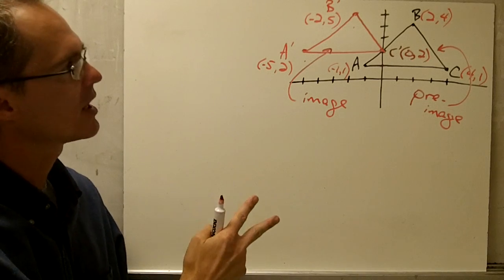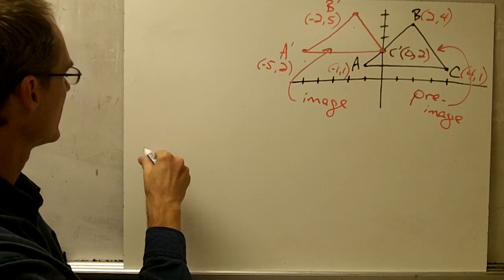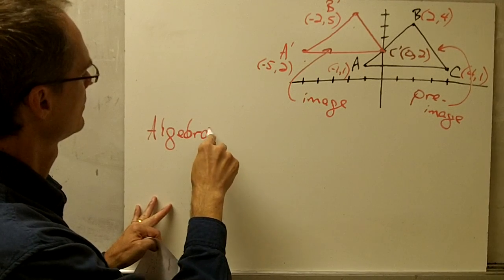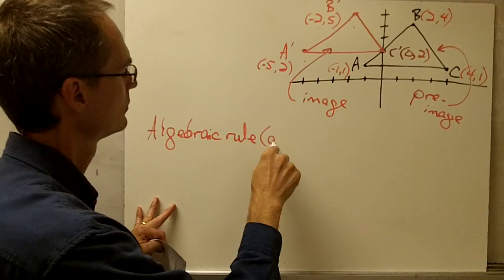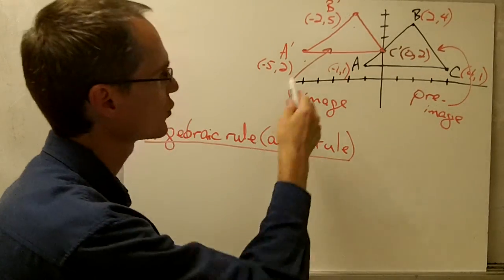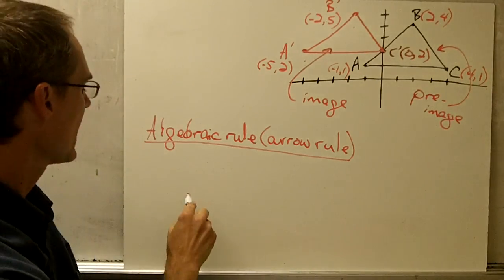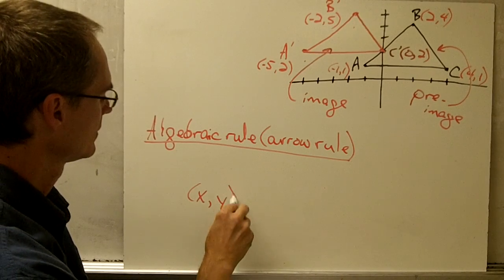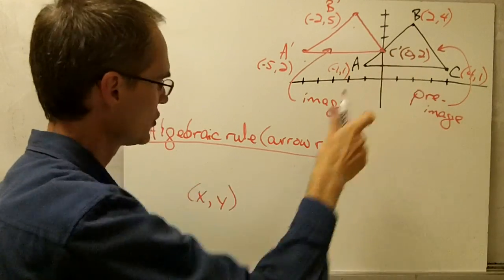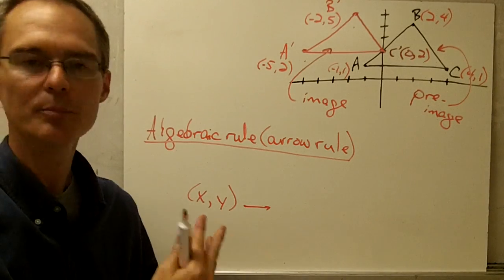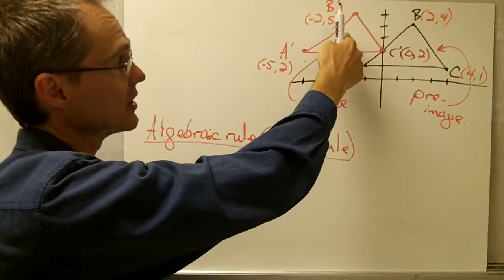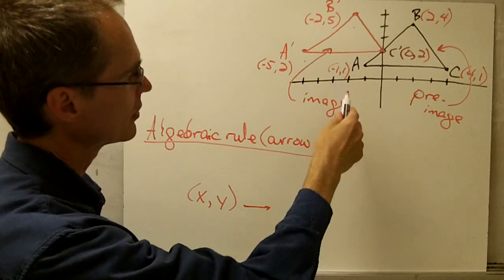Now, one other way that we talk about doing transformations is in this thing that we call the algebraic rule, or sometimes the arrow rule. And this is just a way of describing a transformation using algebraic symbols. And typically this is done by describing what we would have to do to the x and the y coordinates of any set of points on the pre-image in order to change it into the image.